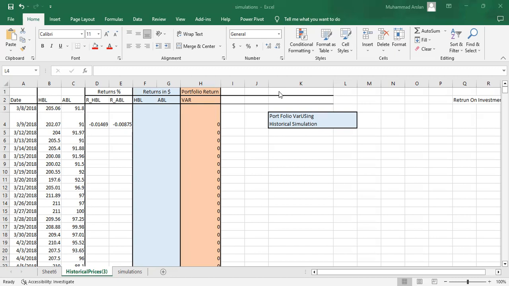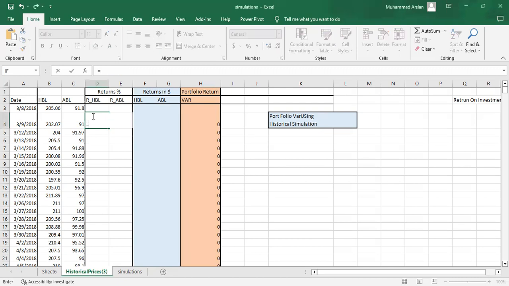So we are using two different securities from the Pakistan stock market. One is HBL, Habib Bank Limited. The other one is Allied Bank Limited, ABL. And we have the historical values of the share prices for these two securities for the given time period. So the first step is just to record the returns of that stock, how much return you get on a specific date. So for that, first of all we calculate the returns.